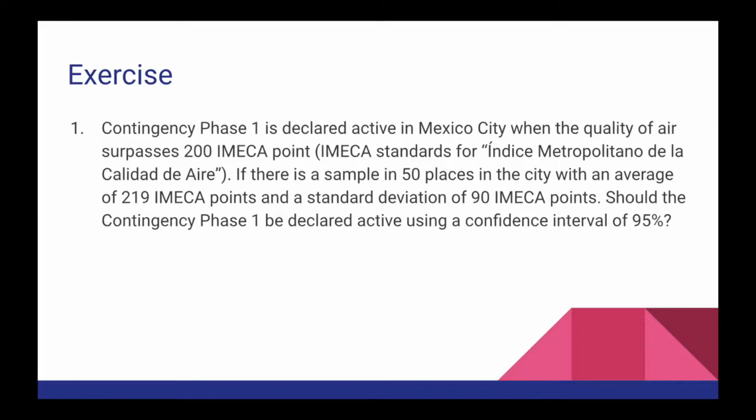Now we're going to see an example. The problem says, contingency phase 1 is declared active in Mexico City when the quality of the air surpasses 200 IMECA points. If there is a sample of 50 places in the city with an average of 219 IMECA points and a standard deviation of 90 IMECA points, should the contingency phase 1 be declared active using a confidence interval of 95%?